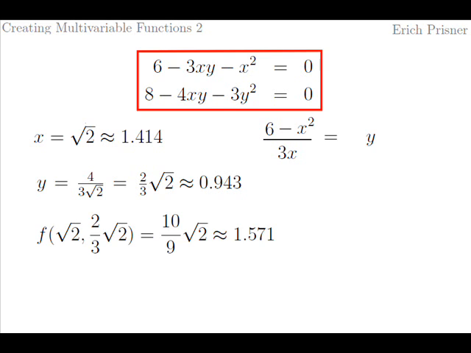Moreover, the volume is the f value for these two numbers, square root of 2 and 2/3 square root of 2, which is 10 over 9 square root of 2, which is about 1.571. This is indeed the maximum possible volume we can get.